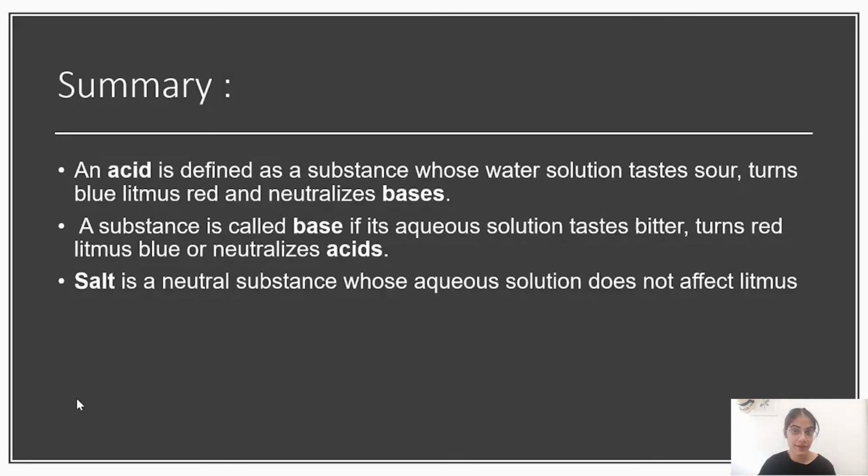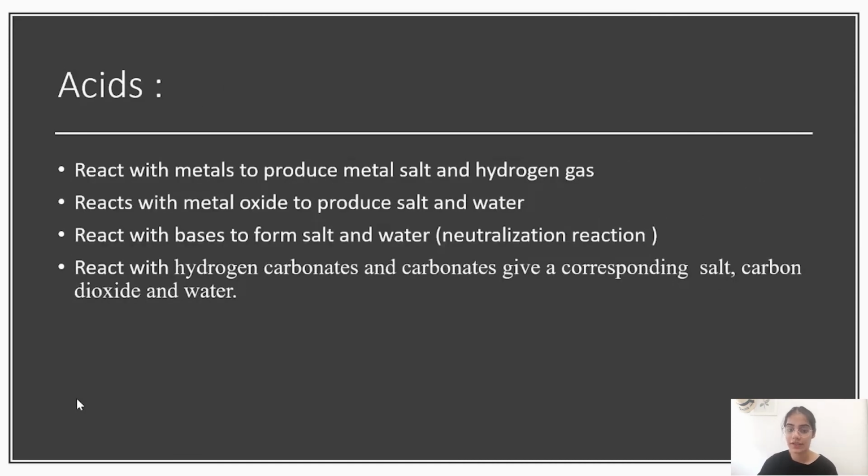Acids react with metal oxides to also give you salt and water. So we know that metal oxides and metal hydrides behave the same way as bases do, so they are basic in nature. Acids and bases react together to give you salt and water. This reaction is a neutralization reaction. As I just said, acids react with metals to produce metal salt and hydrogen gas, react with metal oxide to produce salt and water, and react with bases to also form salt and water. This exact reaction, the third one, is called a neutralization reaction. Acids react with hydrogen carbonates and metal carbonates to give you a corresponding salt, carbon dioxide and water.